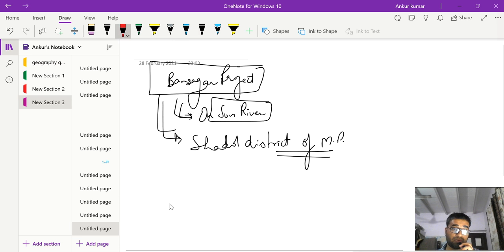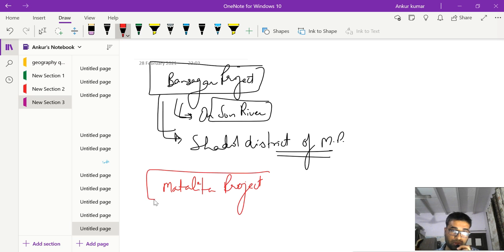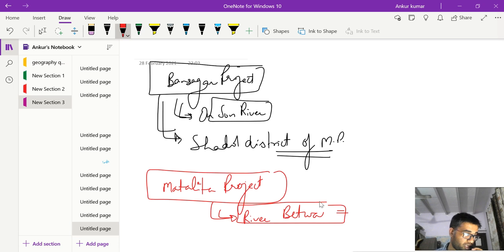Moving on to the next project, that is again a very important one, Matalita project. Okay, Matalita project is on river Betwa. Okay, tributary of Yamuna, that we did, and it is in the state of Uttar Pradesh. Okay, you will remember this much. Uttar Pradesh plus MP, shared by both the states, but the main project is in the Uttar Pradesh, UP. Right.